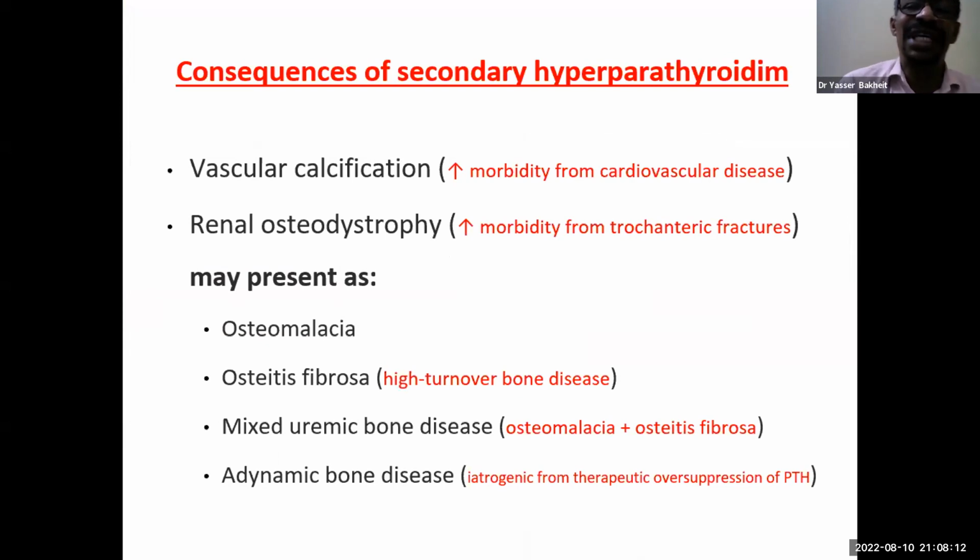So, as a consequence of secondary hyperparathyroidism, we can get vascular calcification, which increases the morbidity from cardiovascular disease. It can also cause renal osteodystrophy, which may present as osteomalacia, osteitis fibrosa with increased bone turnover, mixed uremic bone disease, and adynamic bone disease. This results from the iatrogenic, therapeutic over-suppression of parathyroid hormone.